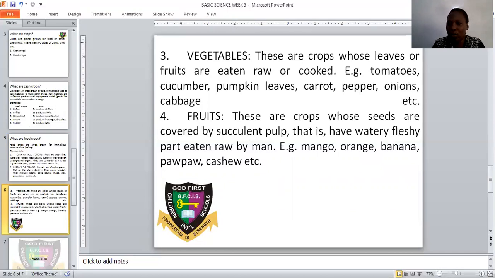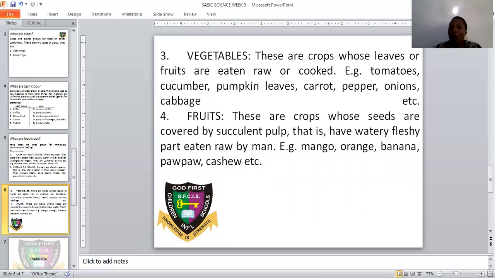Example, mango. And that's why it's always good to eat the back of most of these fruits. Yes, they are medicinal. An example, we have mango because the flesh is watery. It has watery, fleshy parts that can be eaten raw. We have orange, we have banana, we have pawpaw, we have cashew, and so on and so forth.